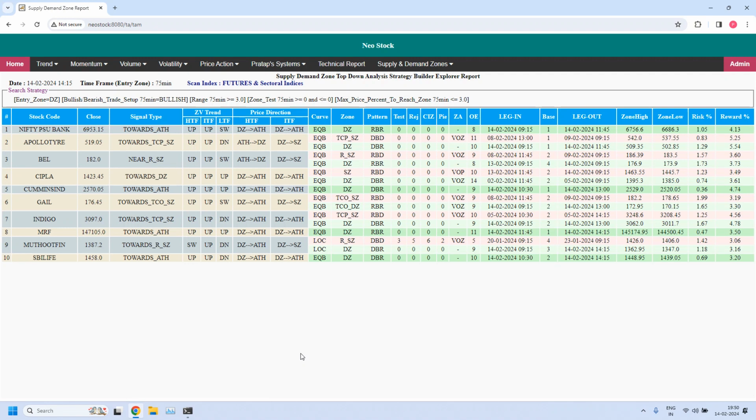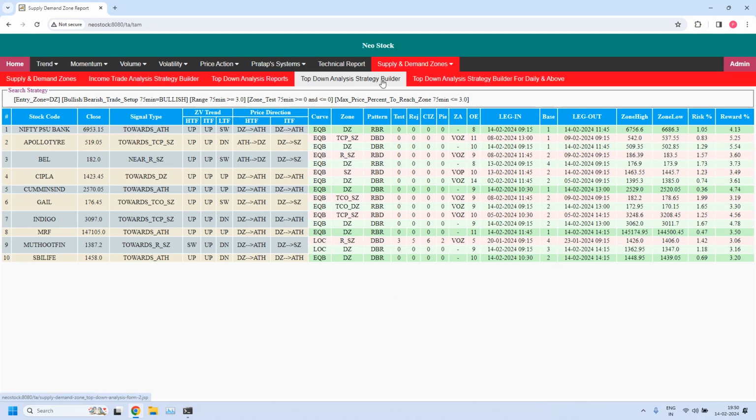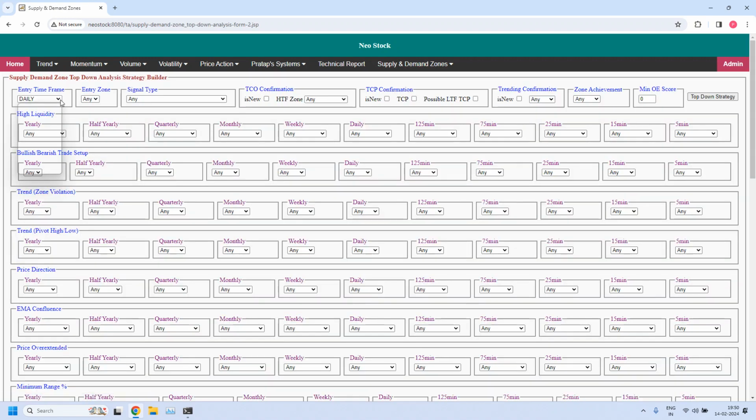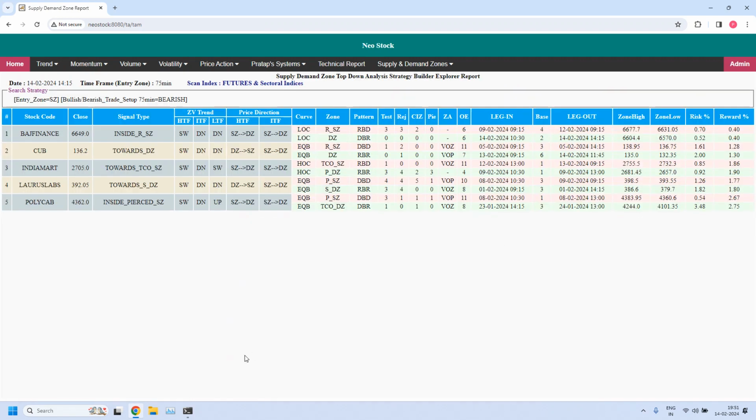Now let us see bearish trade setup for weekly income trade. So entry time frame should be 75 minutes. In weekly income trade, LTF is 75 minutes. Because it is a bearish trade setup, our entry zone should be supply zone. And in bullish or bearish trade setup at 75 minutes, let us select the value bearish. Let us filter. These 5 stocks are filtered.